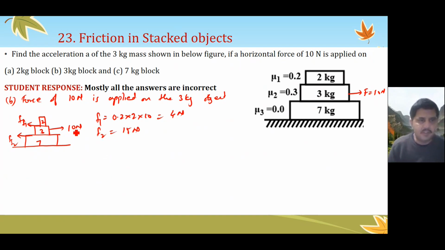So you apply a force of 10 Newton. In the earlier case, you applied only a force of 4 Newton. Now you are applying a force of 10 Newton, but the total frictional force is the sum of these two, which is 15 plus 4, 19 Newton. Do you think this will move? This won't move, right?